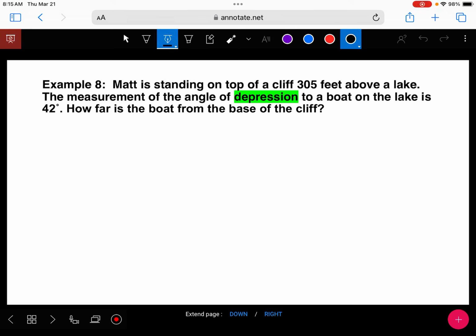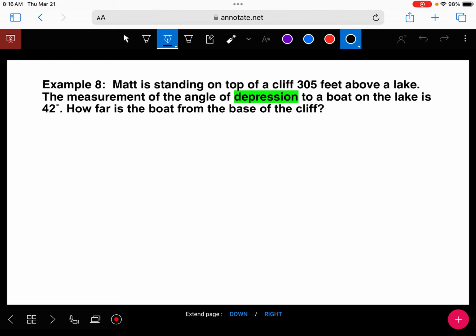So I think the hardest part about the word problems is you have to create your own picture that kind of correlates with what it's trying to say. So it says Matt is standing on top of a cliff that's 305 feet above a lake. The measurement of the angle of depression to the boat is 42 degrees. How far is the boat from the base?